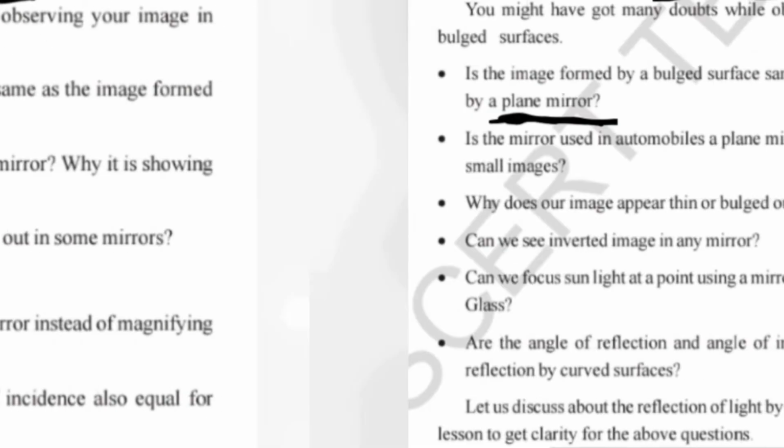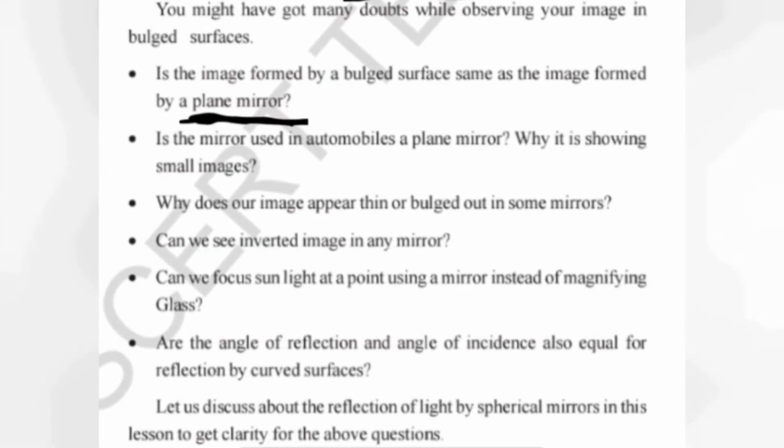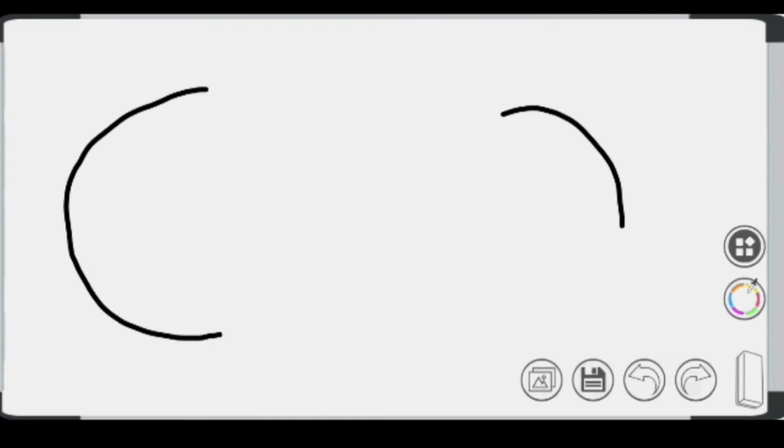So, you might have read about angle of reflection and angle of incidence in 9th class if I'm right. In a plane mirror, they are always equal. But what about curved surfaces? Are they equal? Now, let us discuss the reflection of light by spherical mirrors in this lesson to get clarity for the above questions. So now let us take a quick summary about curved surfaces on our whiteboard. Let's draw our curved mirrors.